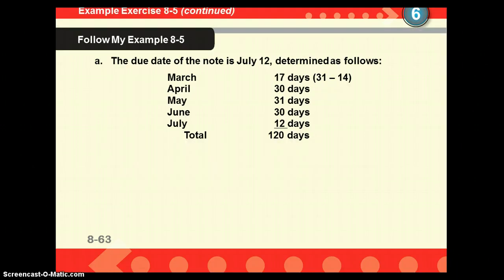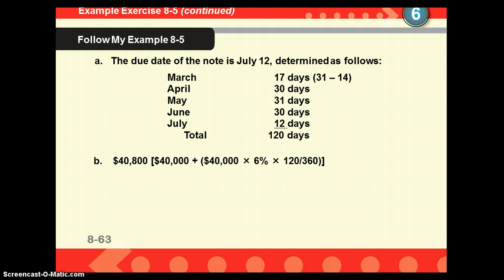If you calculated the due date correctly, the date is July 12th. There is a summary here. March, we have 17 days left because there's 31 total. We're already at the 14th, so 17 days left. April has 30 days, May has 31, June with 30, and that leaves 12 days left over. This is the abbreviated method. You may have used the other method, which is easier. Take a look back if you didn't calculate the right date and try it again.